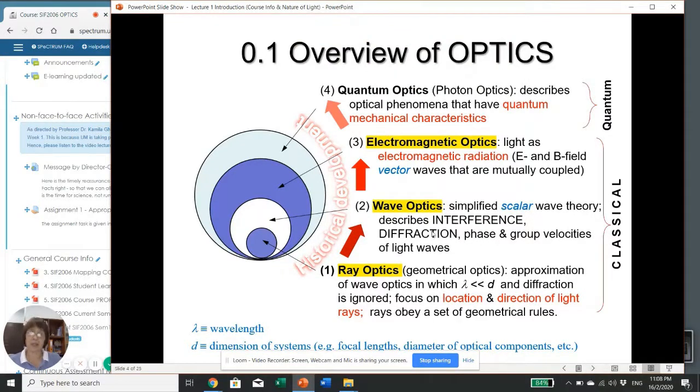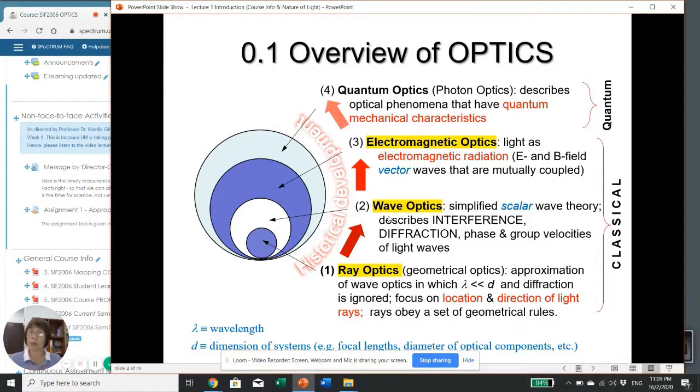Now, the overview of optics. We are going to start with ray optics, sometimes called geometrical optics. This optics is applicable where your light wavelength is much smaller than the object you're viewing, or the aperture that you let the light pass through. So these aperture sizes are very large compared to the wavelength. In this case, we ignore diffraction, and basically we just follow the ray. And these rays obey a set of geometrical rules. Okay, so we just focus on the location and the direction of light rays.